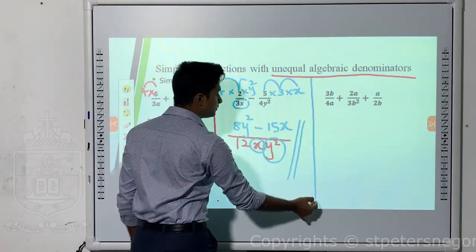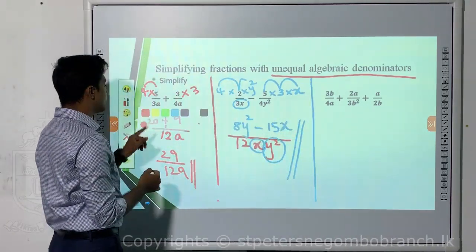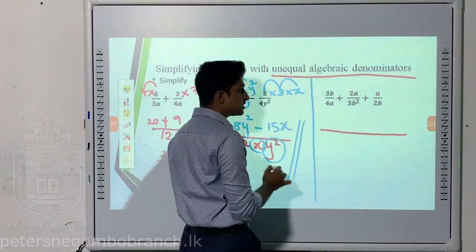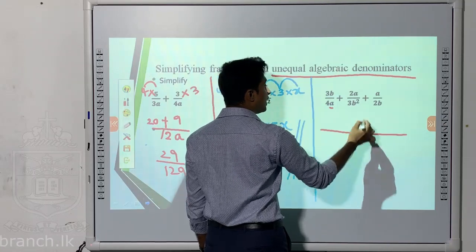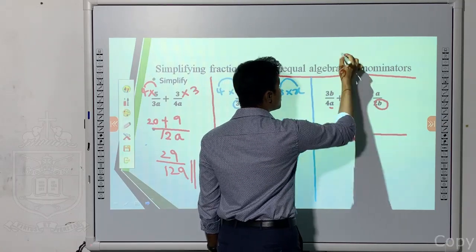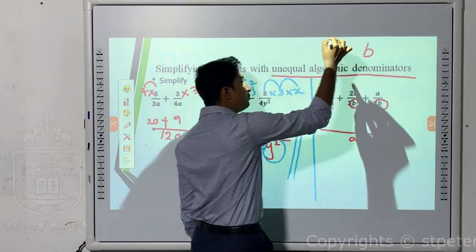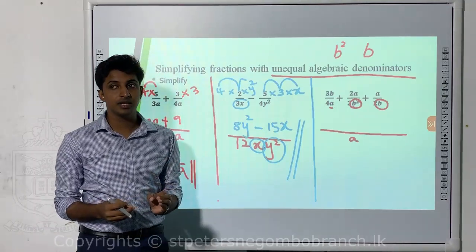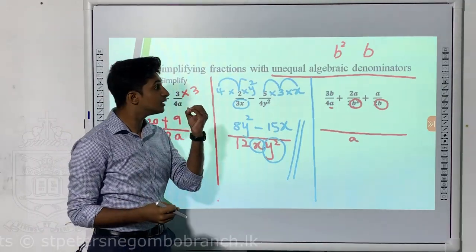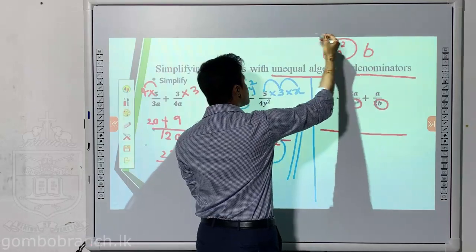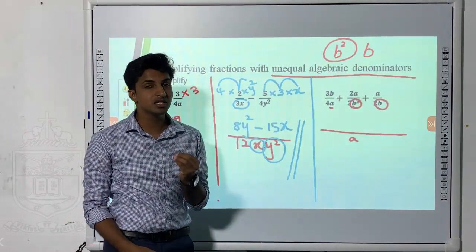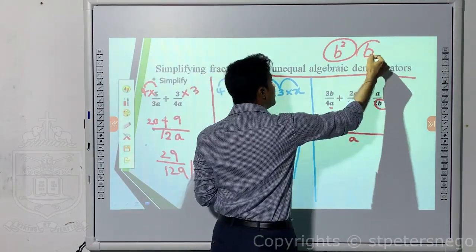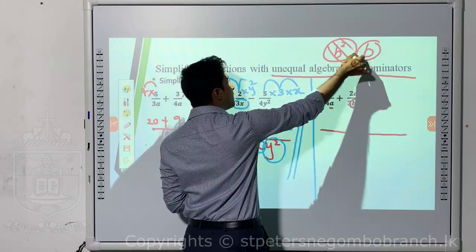Next, look at the third one. In the third one, I am going to take the letters first. So I can take A, I have B squared and B. If you have the same letters but in different powers, remember very carefully, when you are going to take the denominator, you have to select the highest power, or the largest power. Am I clear? So from B and B squared, the largest power is B squared.